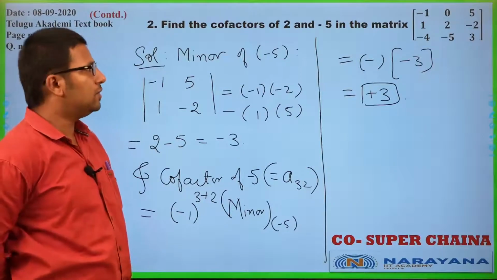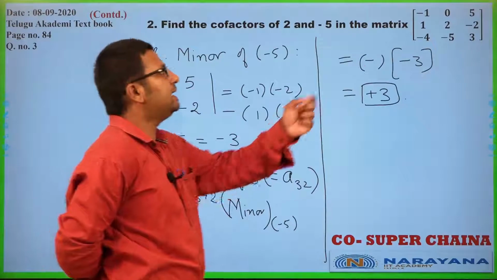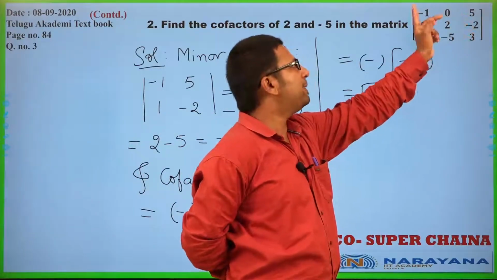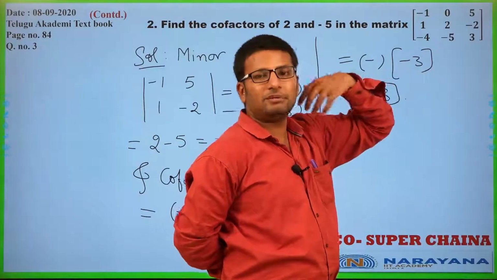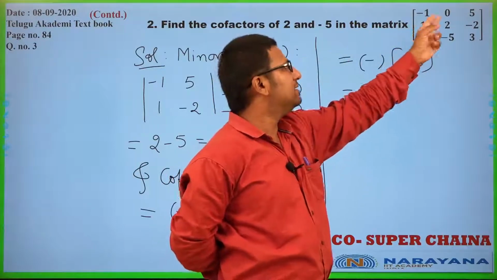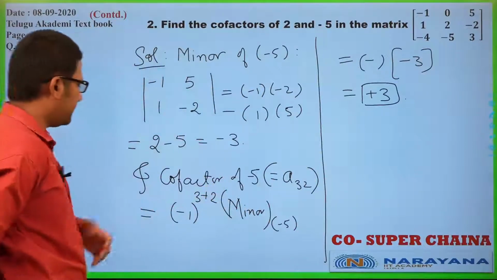Now over time with practice, I suggest you remember the signs as plus minus plus, minus plus minus, plus minus plus. If you remember it that way, then you just need to remember the sign. The calculation of the minor is anyway obvious for you.